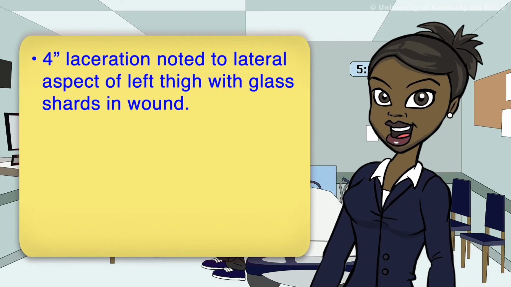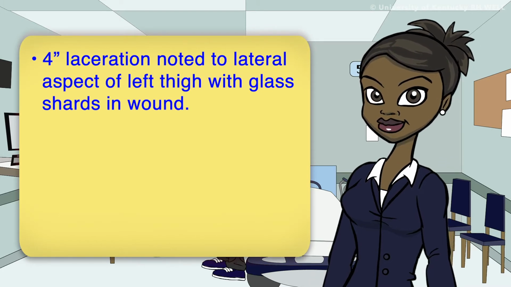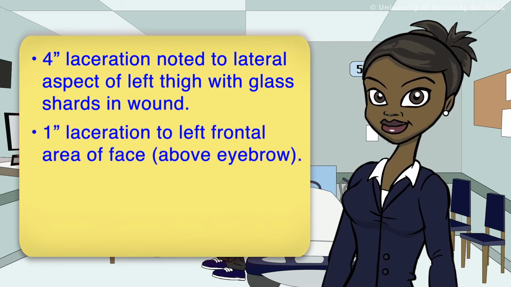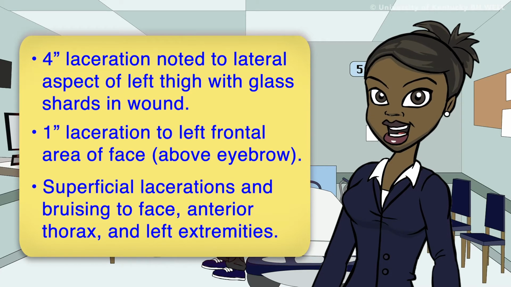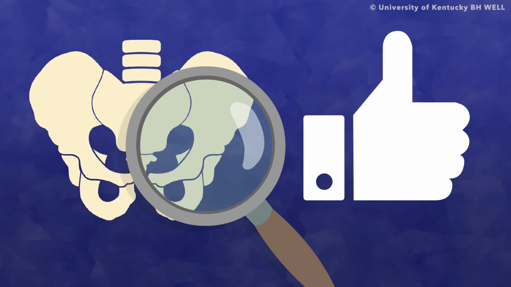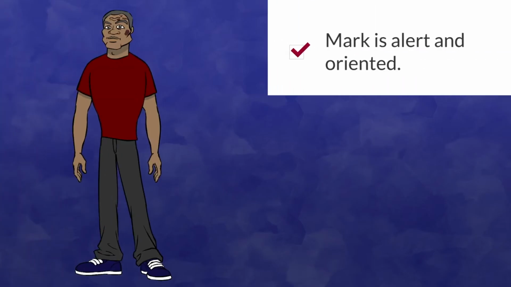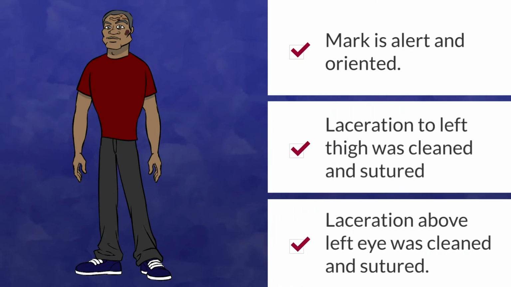Upon exam, 4 inches of laceration noted to the lateral aspect of left thigh with glass shards in wound. 1 inch laceration to left frontal area of face, above the eyebrow. Superficial lacerations and bruising to face, anterior thorax, and left extremities. Diagnostic testing did not reveal any fractures. Ultrasound of abdomen/pelvis were negative. 5 hours later, Mark is alert and oriented. Laceration to left thigh was clean and sutured. Laceration above left eye was clean and sutured.